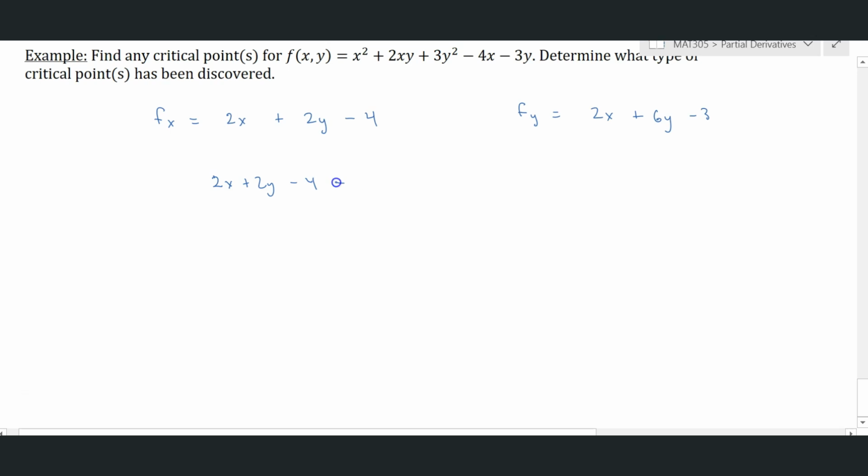And now what we need to do is set fx equal to 0. We want to know where the rate of change in the x direction is equal to 0, and then we'll set fy equal to 0 as well.